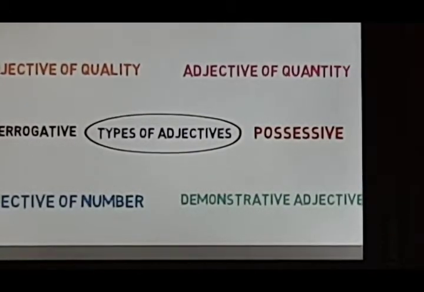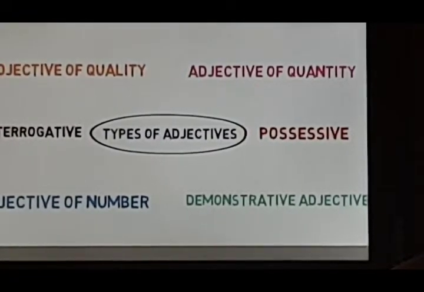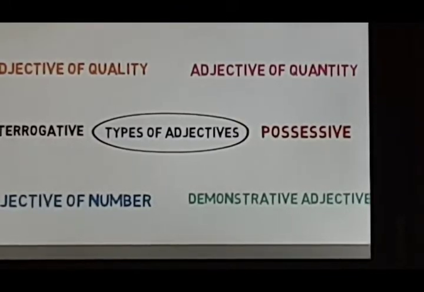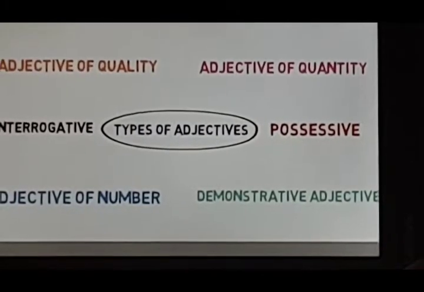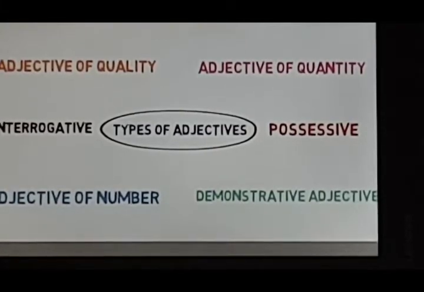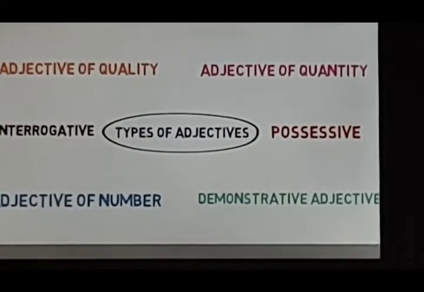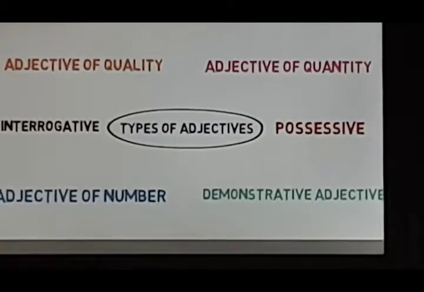Now coming to kinds of adjectives. How many kinds of adjectives are there? Though there are more kinds of adjectives, we are doing only a few of them. So which ones are we doing? First is adjective of quality. Then we have adjective of quantity. Then we have interrogative adjective. Next we have adjective of number, demonstrative adjective, and last we have possessive adjective. So these are the kinds of adjectives.